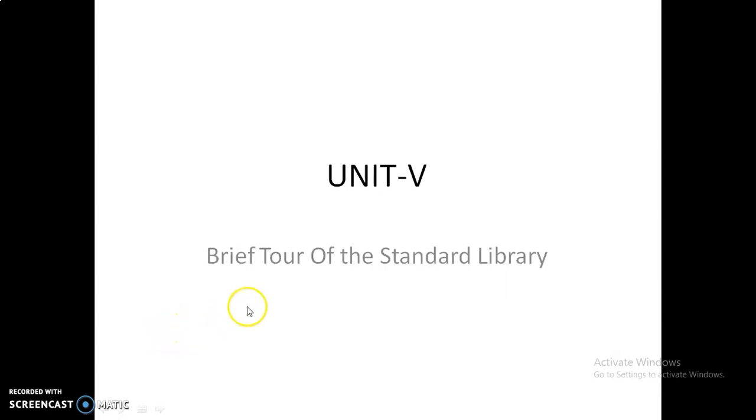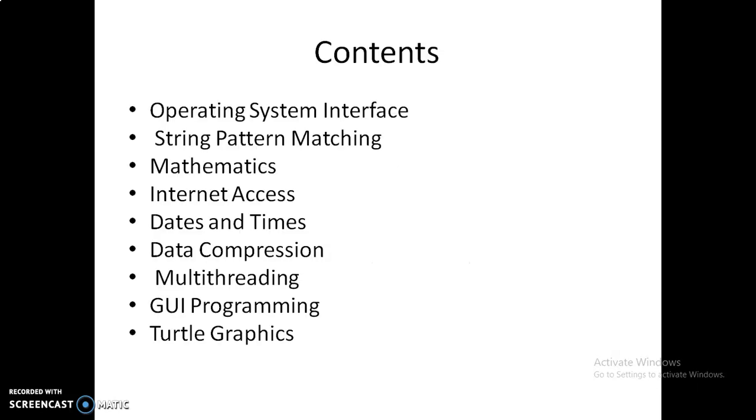Unit 5 is the brief tour of the standard library. Here we are going through the standard library functions within Python. We'll see the different types of modules in this, and go through different types of examples in these modules. The main contents of this unit, the first one, is the operating system interface.